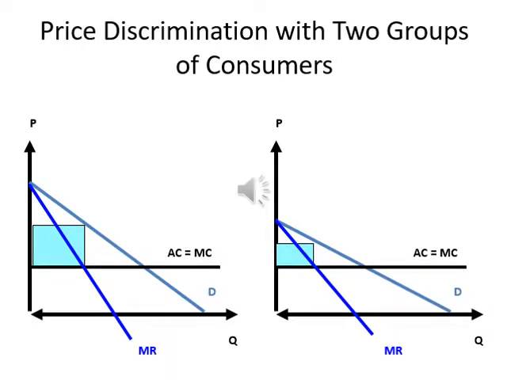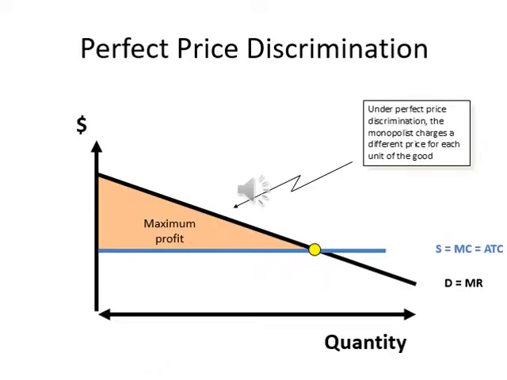Graphical illustration of price discrimination with two groups of consumers. Under perfect price discrimination, the monopolist charges a different price for each unit of the good.